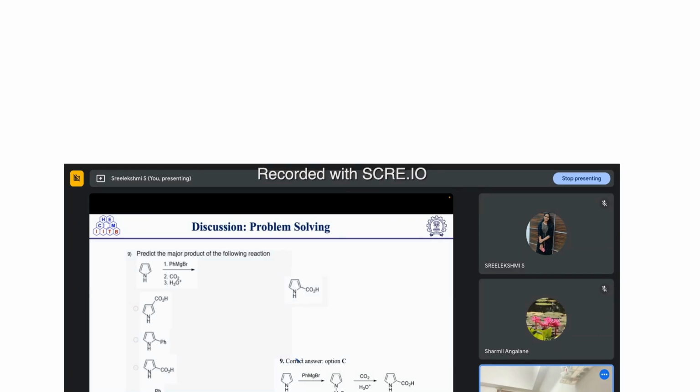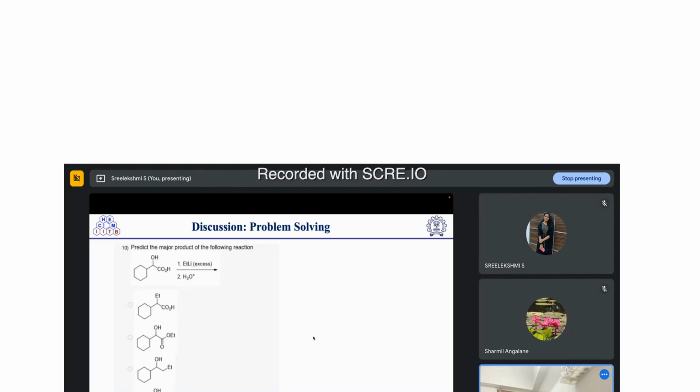Moving to the last question of this particular topic: predict the major product of the following reaction. Here one hydroxyl group is there, and here a carboxylic acid is there, and we are treating with ethyl lithium and then hydrolysis. So out of these four, which will be the major product?